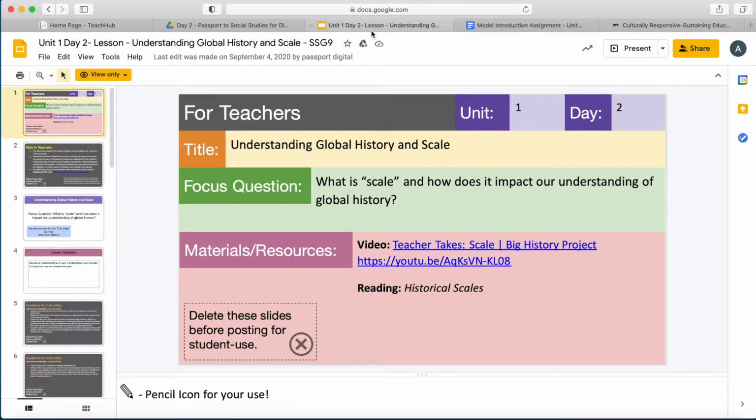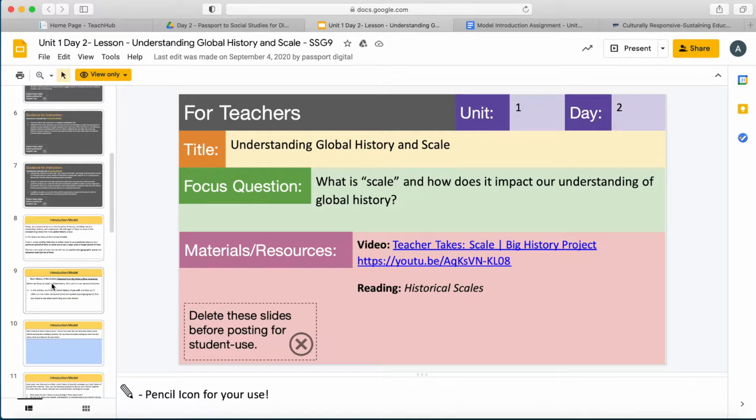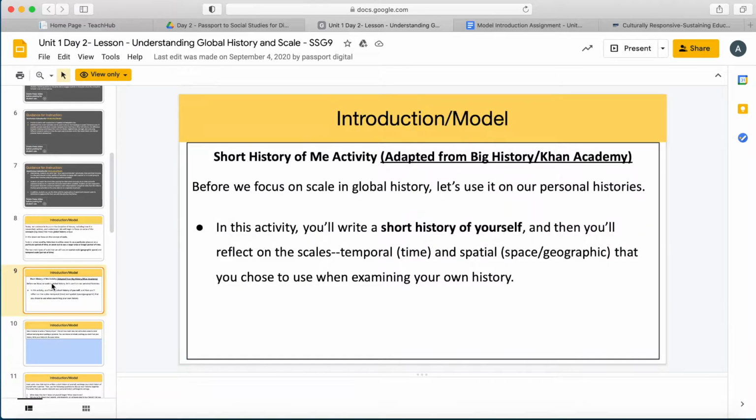In the Day 2 slides, we see that the focus question is, what is scale, and how does it impact our understanding of global history? While this lesson will focus on the concepts of spatial and temporal scale, there are also opportunities for students to write about their identities. We see this opportunity in the writing activity on slides 9 through 11.